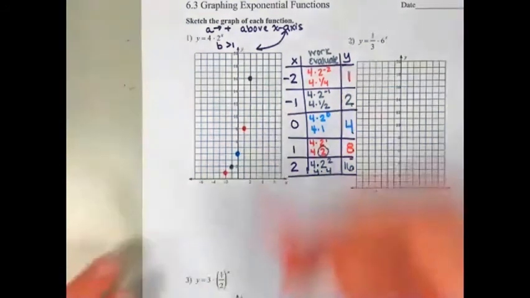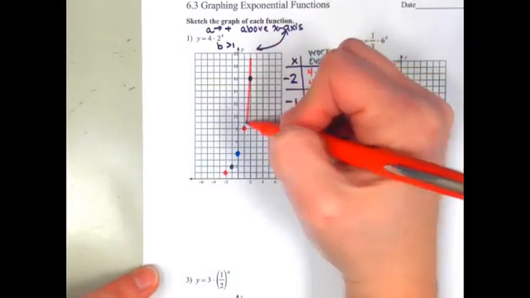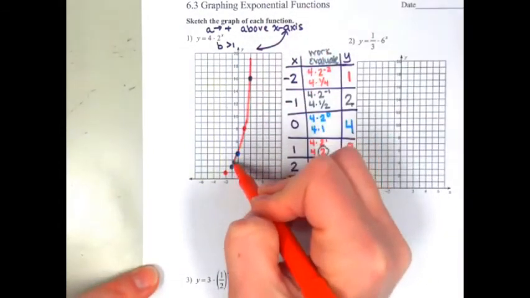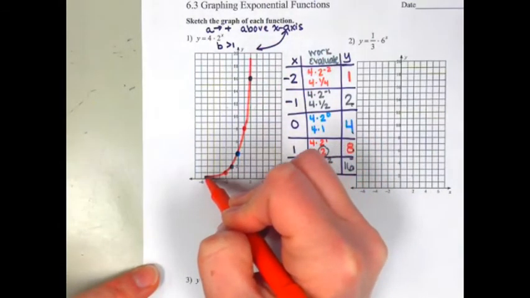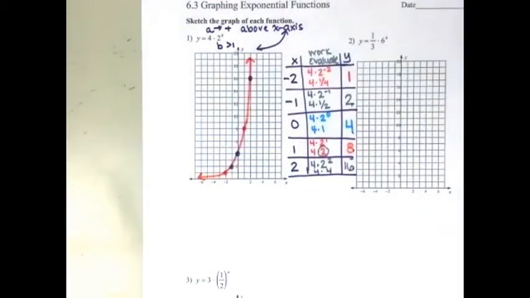Now, when you draw your curve, again, what can't I cross? The x-axis. So as you curve this, you just want to make sure you approach the x-axis, but you never actually cross it. And there's your graph.